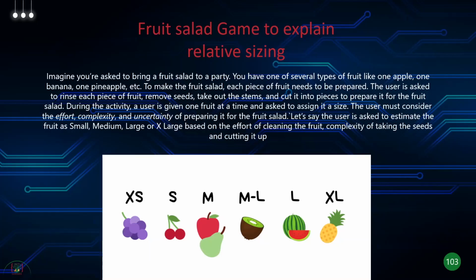And they have to estimate a size of the fruit based on the effort, complexity, or uncertainty of preparing the fruit salad. So let's say they have to estimate the fruit as small, medium, large, extra large based on the effort that they do for cleaning the fruit or complexity of taking the seeds out or cutting it out. Okay, and this is just an example of basically relative sizing.